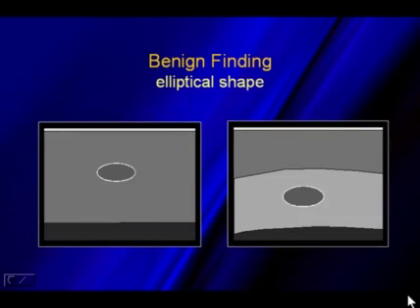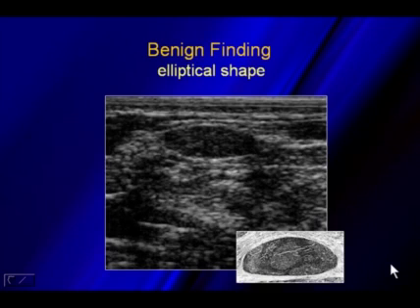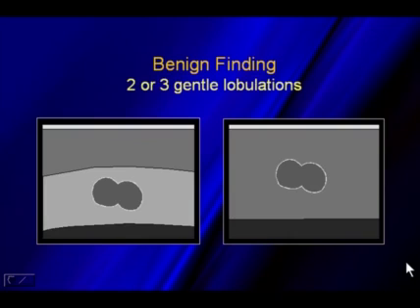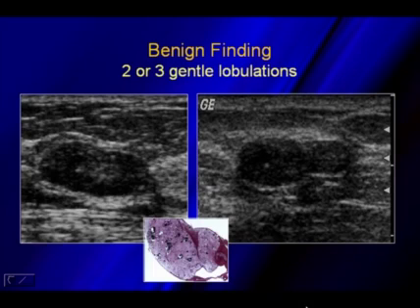Looking at elliptical shape for our benign finding, it'd be wonderful if all fibroadenomas look like this, but we know that they don't. They tend to be more wider than tall or elliptical shape, and almost looks like a little almond sitting in there. But this is a classic fibroadenoma. We will allow up to 2 to 3 gentle lobulations of fibroadenomas.